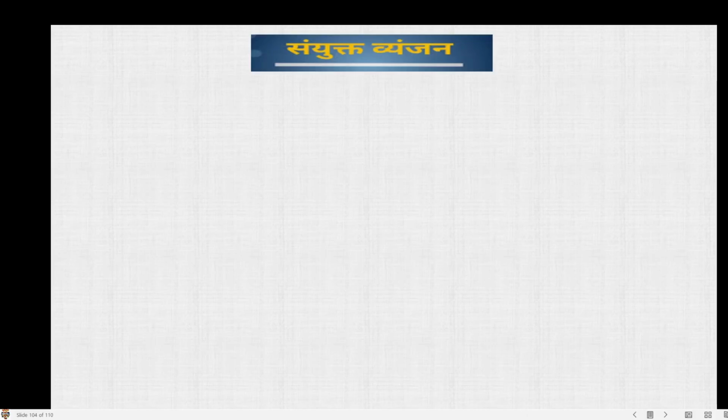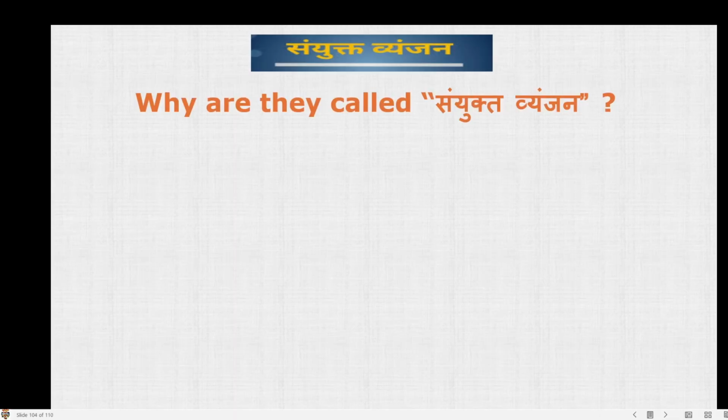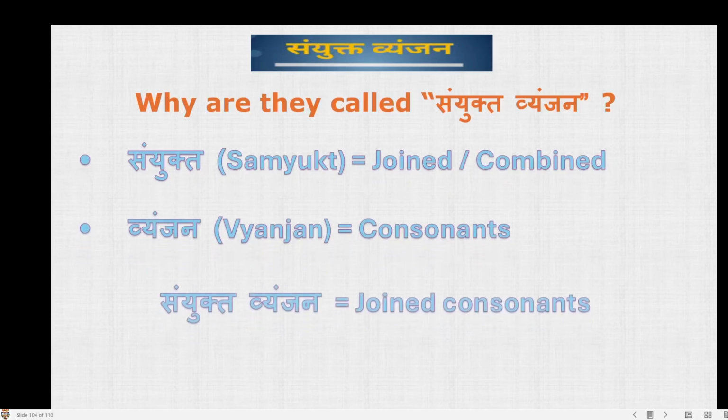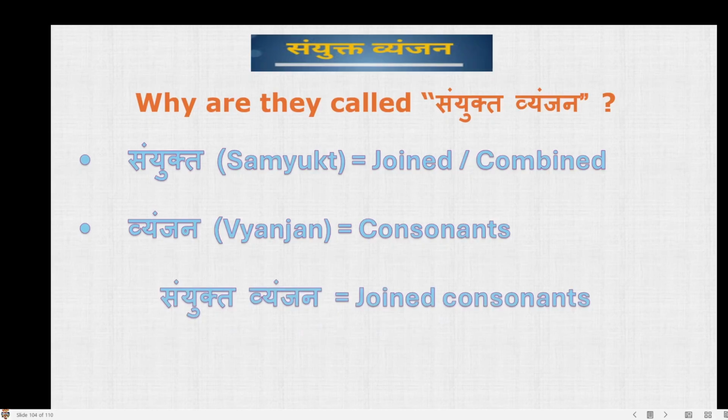Now it's time to take a big step forward. Today we are entering the world of Samyukt Vyanjan, where two letters join together to make powerful new sounds. Let's begin. Firstly, why are they called Samyukt Vyanjan? The name itself tells the meaning. The word Samyukt means join or combine, and Vyanjan means consonants. So, Samyukt Vyanjan literally means joint consonants or combined consonants. They get this name because two consonant letters join together to form one new letter with a blended sound. In a nutshell, these letters are called Samyukt Vyanjan because they are made by joining two consonants to create one new powerful sound.